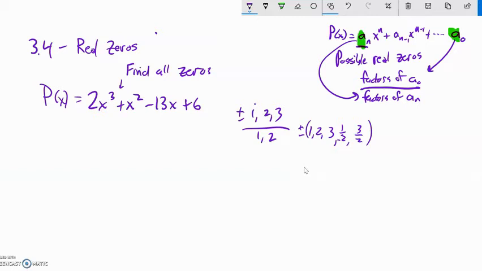All right, so let's try something. Let's try 1, see if it works. 2x cubed, 1x squared, negative 13x, 6, and 1. Bring it down, multiply, add, multiply. I don't think this is going to work. Add, multiply, nope. So 1 doesn't work.